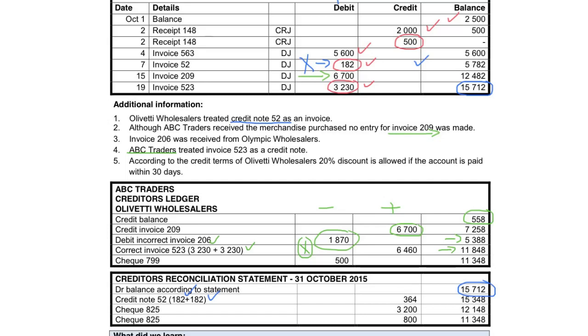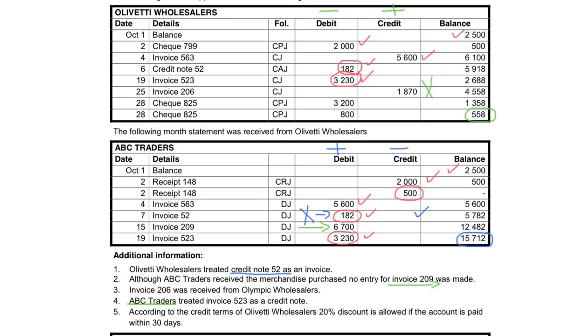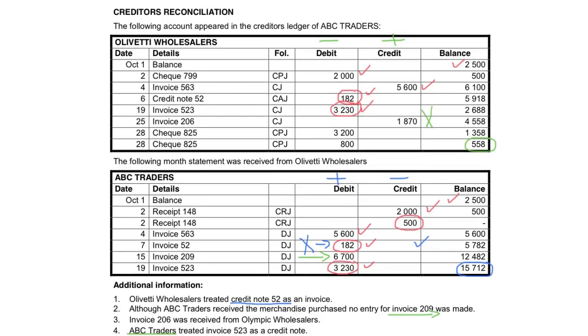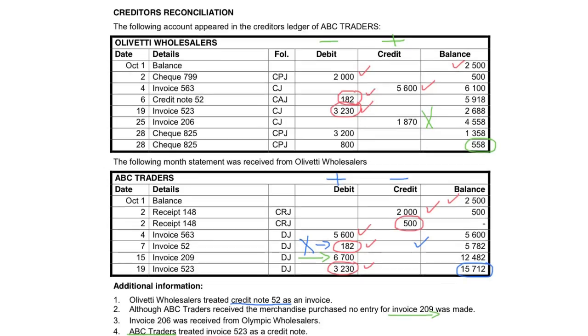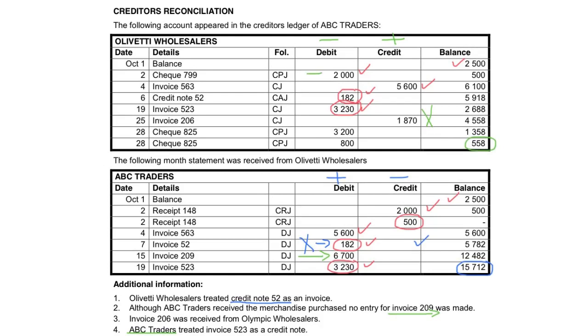According to the credit terms of Olivetti Wholesalers, 20% discount is allowed if the account is paid within 30 days. Okay, if we go back to our entries now, we're going to see who made the mistake with the discount. If we look here, in the books of ABC Traders, for Olivetti Wholesalers, when they paid the check, they recorded this 2,000. And Olivetti Wholesalers also recorded the 2,000. What happened in the books of ABC Traders? They never recorded the discount.